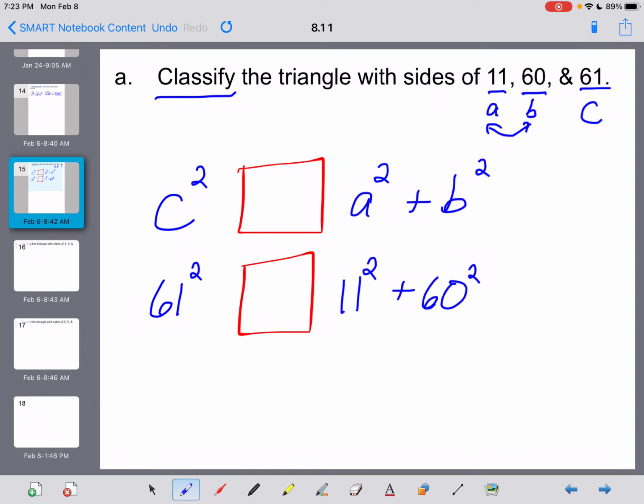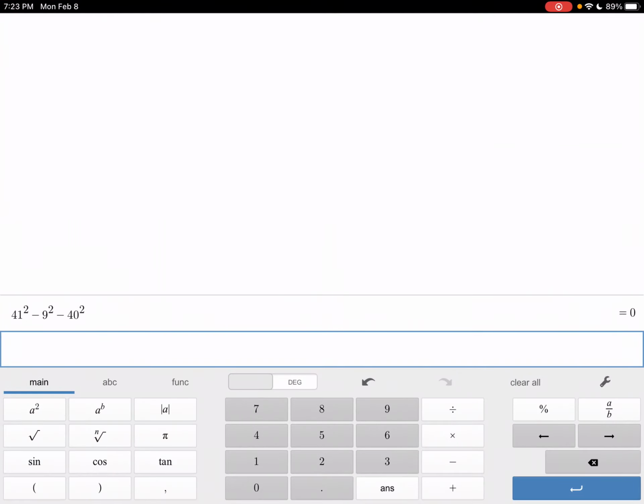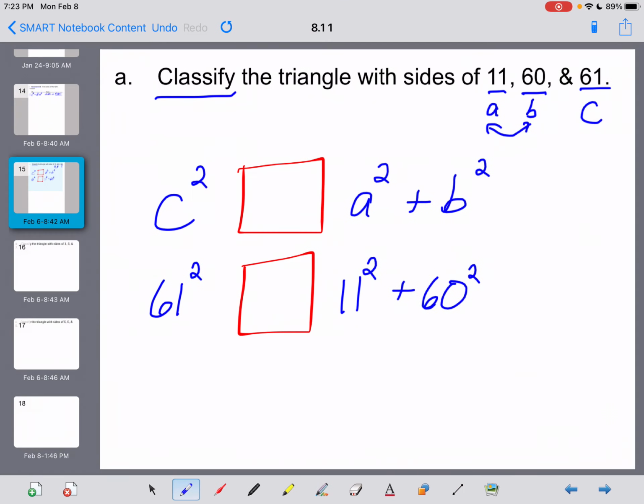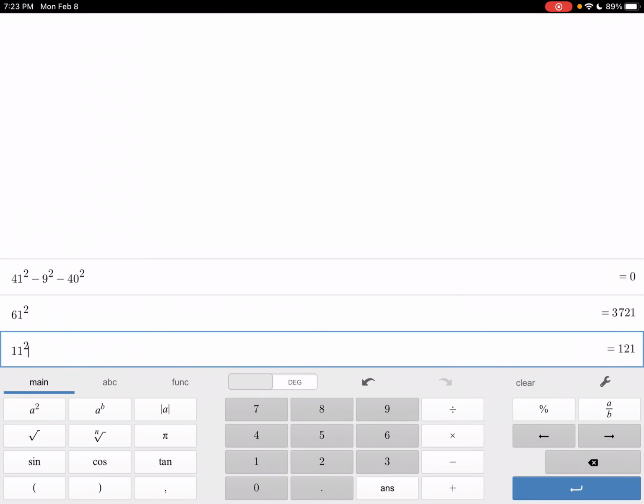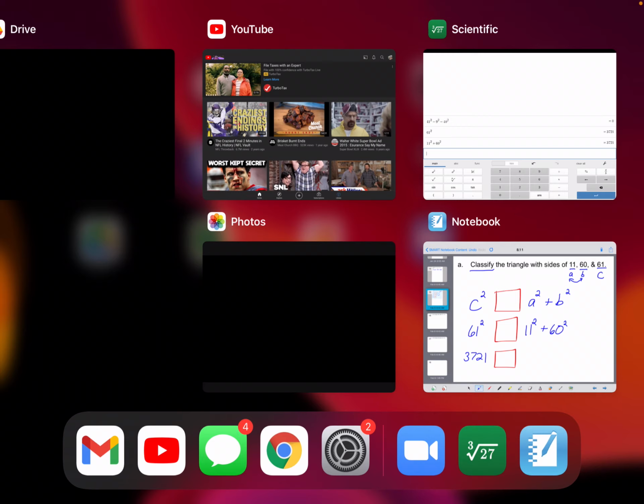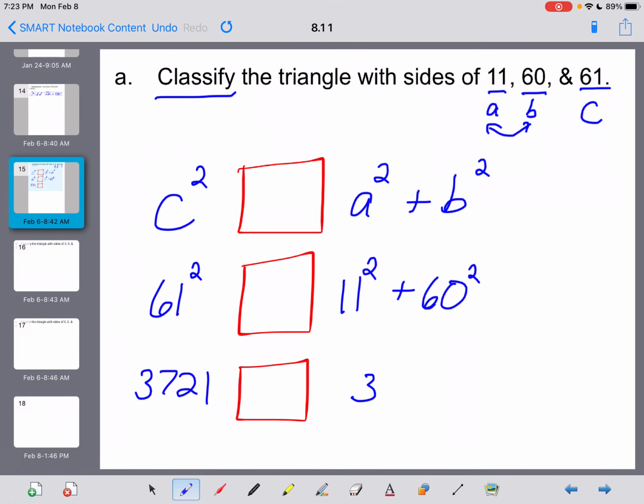And now, let's go ahead and evaluate each side of this expression. On the left side of the equation, 61 squared gets us 3721. I'll figure out in just a second what goes in that red box. And now how about the right side? 11 squared plus 60 squared. And that, let's just take a look, equals, how about that? 3721 as well. What a coincidence. So, the question now is, what goes in the red box?